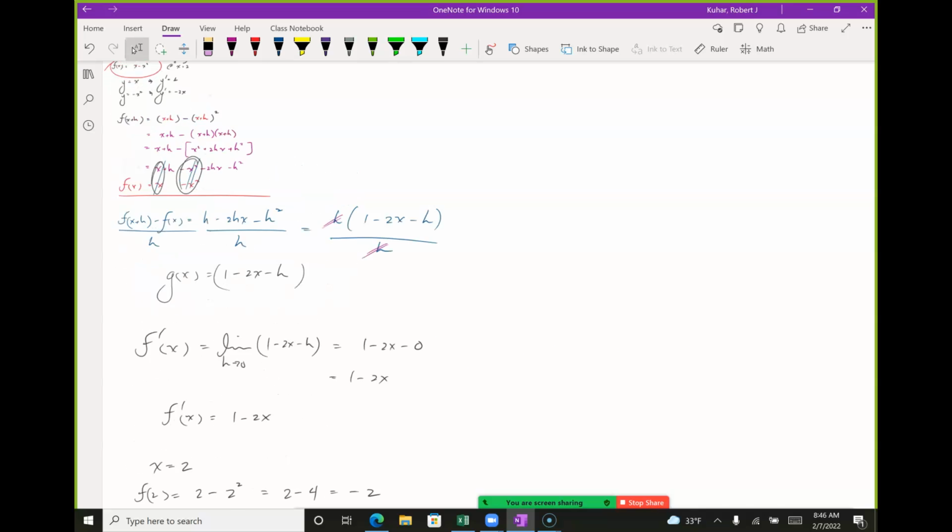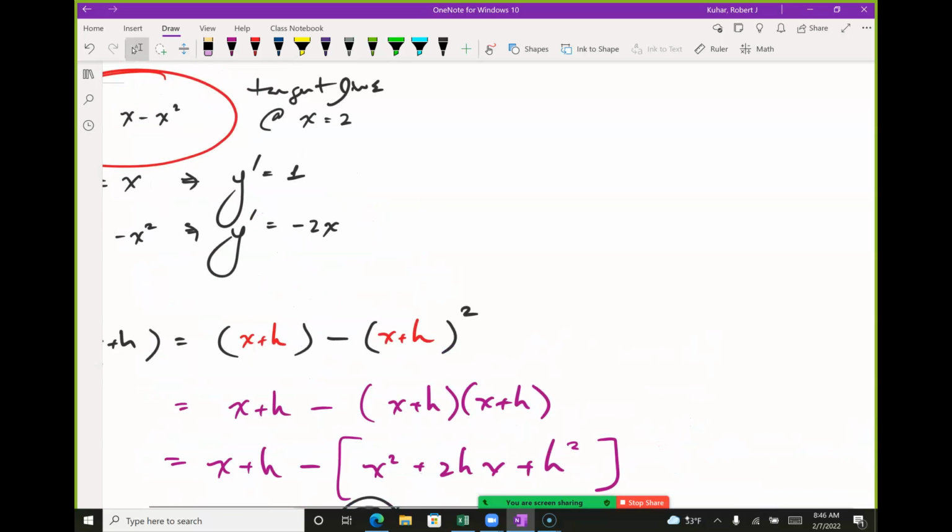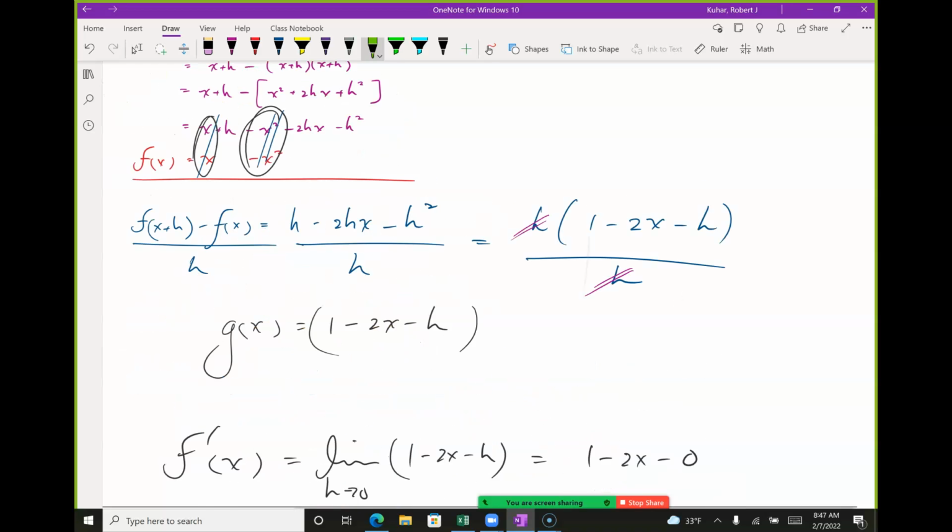Oh, because that's what I asked for originally, a tangent line at 2. Okay, so you don't want the... Right. I want the x. I want the input, not the output, not the height. Okay. Yep.